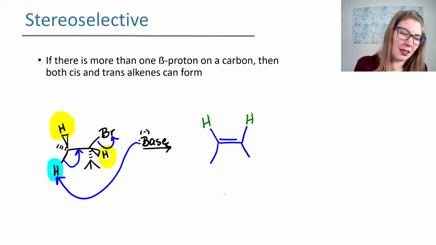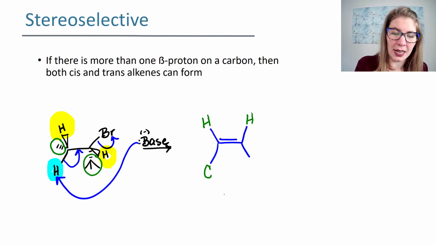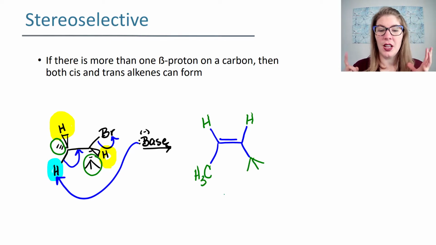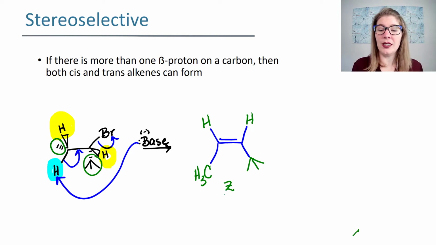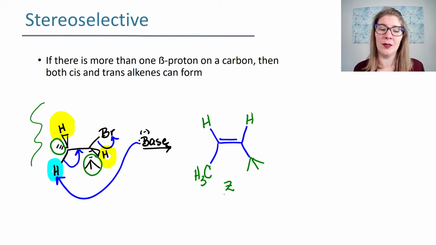Then my dashed bonds are this methyl and this tert-butyl. So those are going to be on the same face as well. So I have a CH3 and I have my tert-butyl. This alkene, if you'll notice, is the Z alkene. So this conformation that I drew on the left gives rise to the Z alkene.